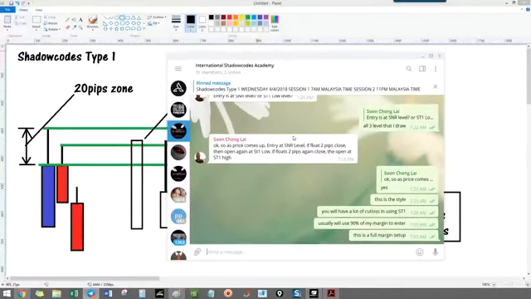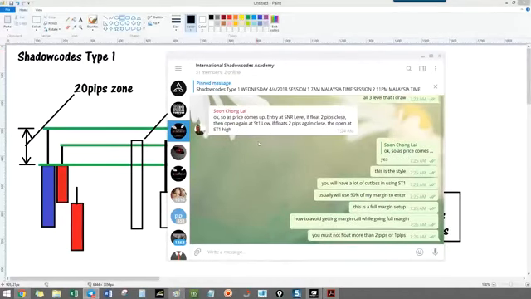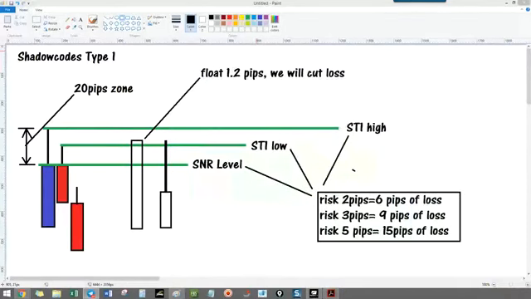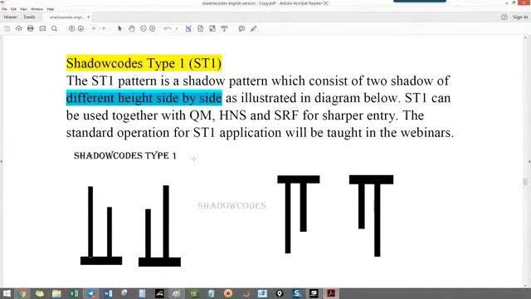Okay, how to avoid getting a margin call while going full margin? You must not float more than 2 pips or 1 pip. It means the entry must be sniper or you just cut loss. Alright. So let's proceed with this one, I think.